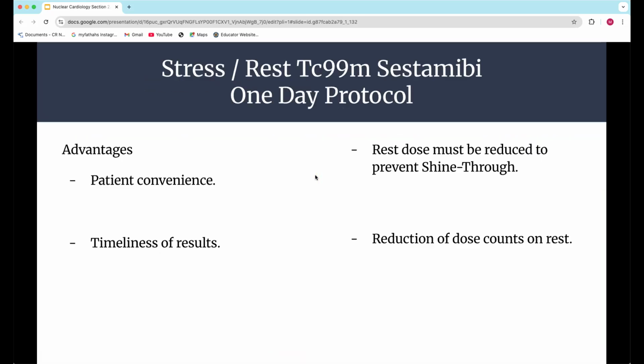So advantages and disadvantages, again, patient convenience, they only have to come one time. Timeliness of the results happens quick. The one disadvantage is you're going to prevent that shine through, so the rest dose is reduced, so your image is not quite as great, but it's hard to tell that much. It still looks like a great image. And then reduction of dose is obviously a good thing. Or, well, this is reduction of counts on the rest, which is what I just said, but we reduce the patient dose a little bit as well when we do it this way.